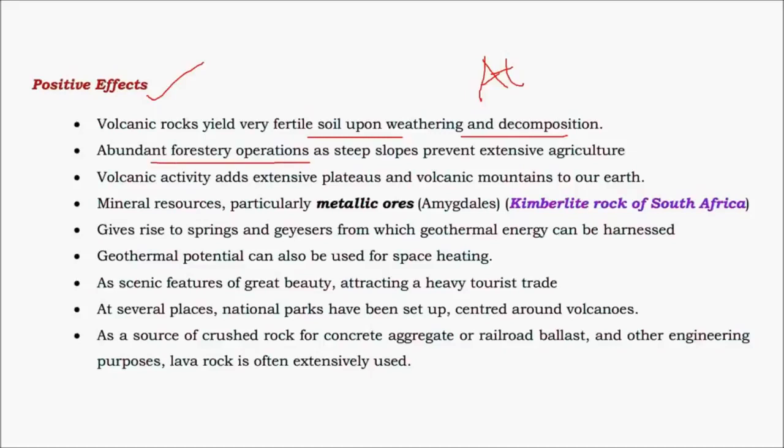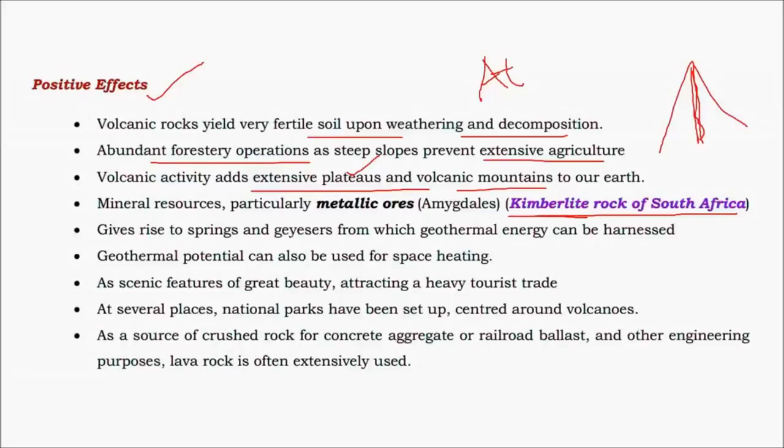And we can see abundant forestry operations on steep slopes where agriculture cannot be carried on, and they give rise to plateaus and volcanic mountains. There are different kinds of continental features where plateaus are rich in minerals, etc. Hence volcanism throws out huge amount of minerals which are of great economic value. For example, kimberlite rock of South Africa is a rock which is the vent of a volcano. This is called the vent of a volcano, and this rock has a lot of diamond in it, where kimberlite is famous for diamond mining.